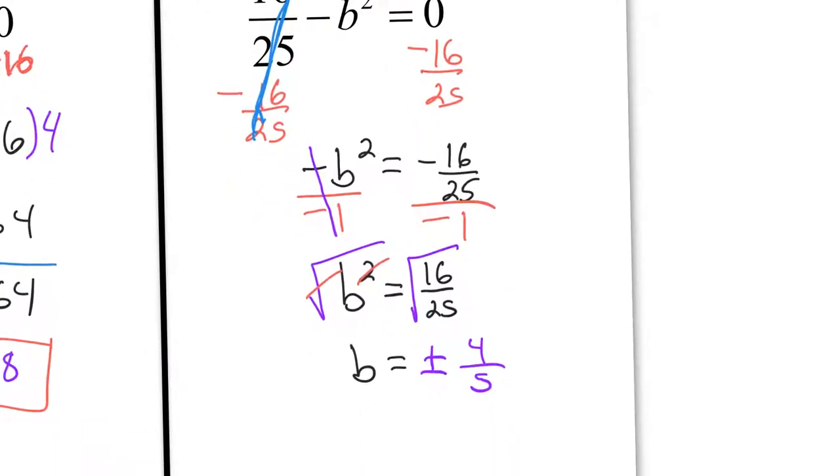So I want you guys to always check if you can reduce the fractions. If you can, you have to. Right now we can't reduce. So my answer is here: b equals plus minus 4 over 5.